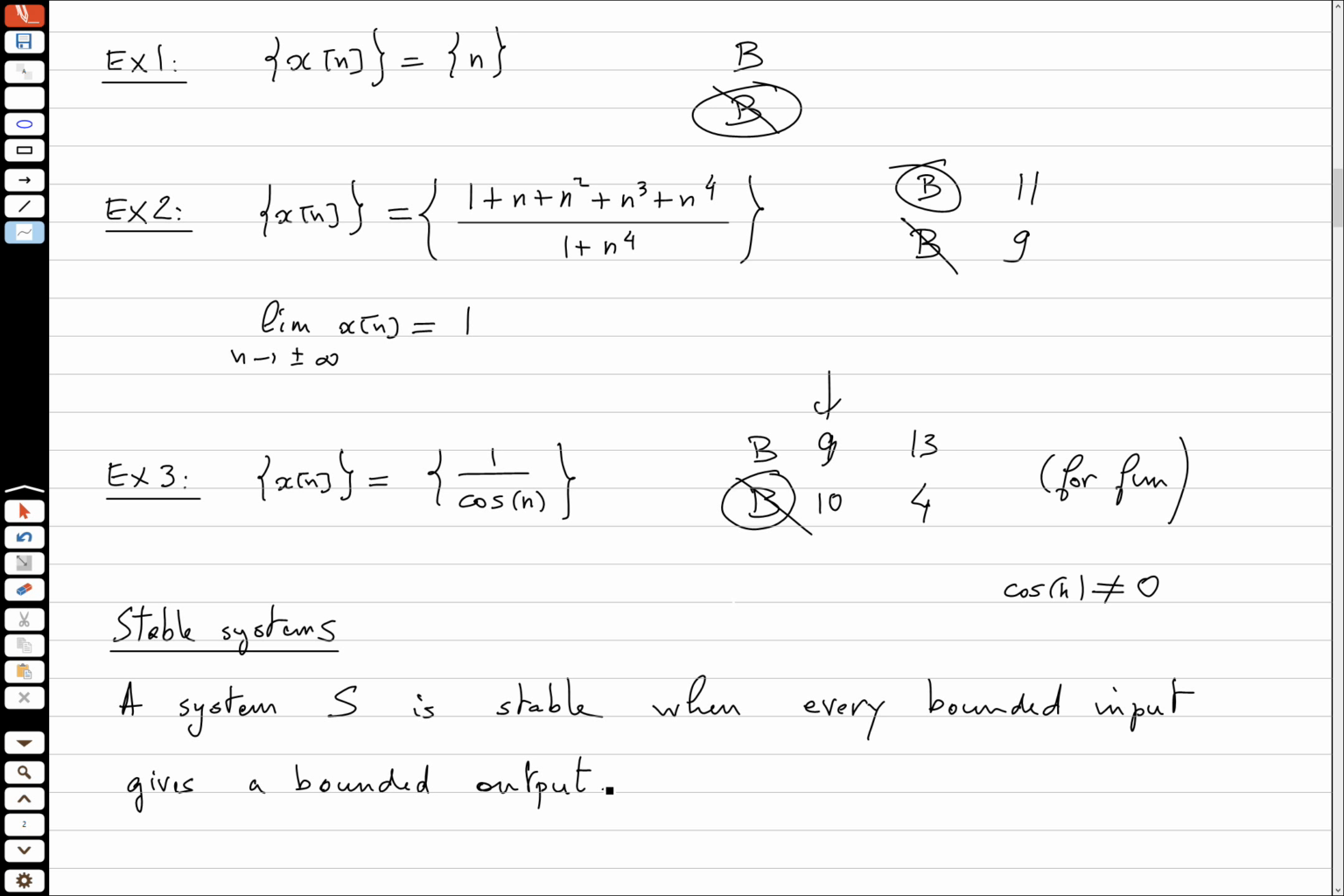We know what a bounded sequence means, right? So S is going to be stable when every time you input a sequence that is bounded, you are guaranteed that the output is going to be bounded. I'm just translating what is written, saying the same thing.